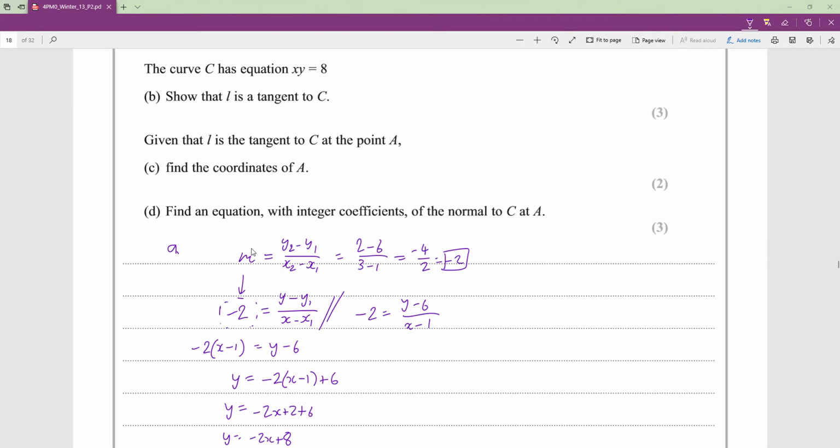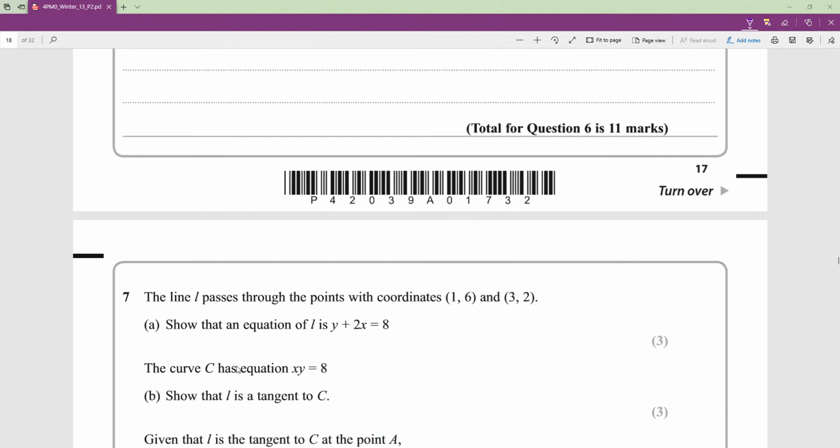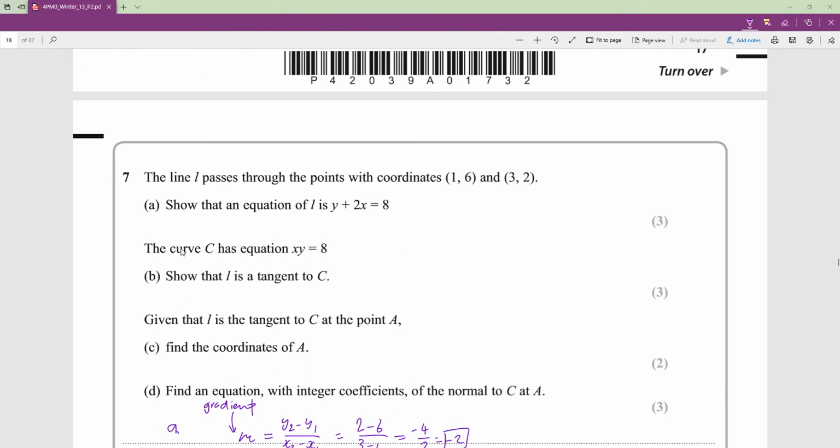And you may want to make clear that this is the gradient and that this is the equation of the line you're working with. So once you have this, what are we doing now? The curve C has equation xy equals 8. Show that L is a tangent to C.